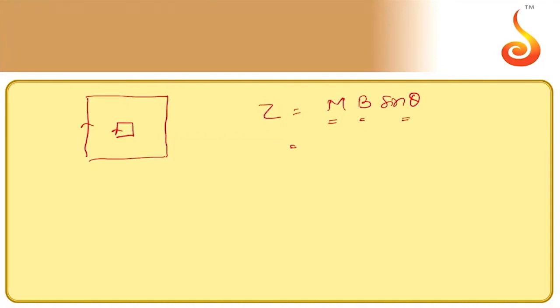But if you notice this, the magnetic moment of the smaller loop is in the inward direction. The magnetic field produced by the outer coil is also in the inward direction, which means that the angle between these two is 0. So this is MB sin 0, and therefore the torque becomes 0. You don't have to calculate the value of M and B in this case. It straight away turns out to be 0.